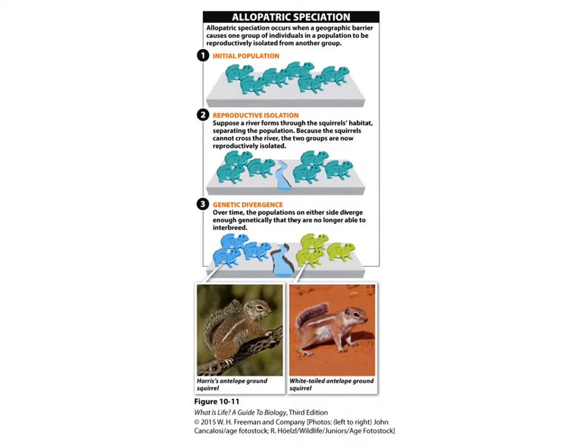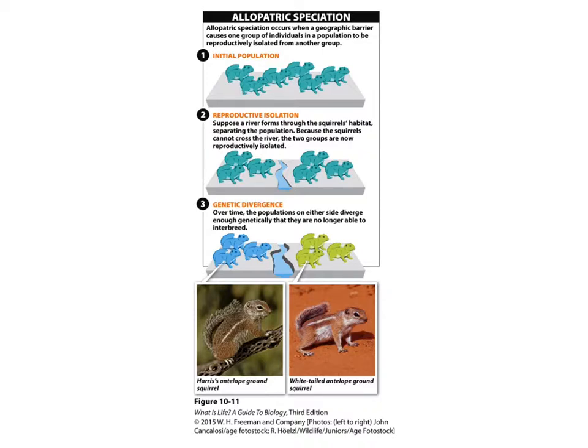Here we see another example of allopatric speciation. We start with one initial population of ground squirrels. They are all fairly similar, although there are some genetic variations within the population. There's reproductive isolation due to some geographic barrier. In this case, there's a river that these animals will not cross.